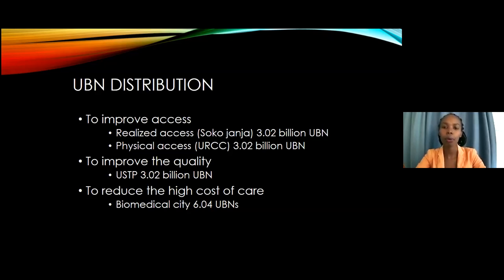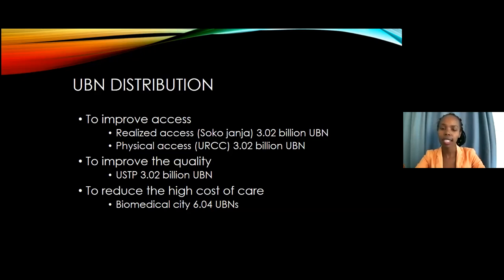And when we promote Soko Janja, it means that people will get money in their pockets and they will be able to go and get healthcare. So we have physical access for healthcare, for which we have set aside 3.02 billion UBNs to go to developing Eureka retail clinical centers. That is for physical access. Then we have to improve the quality of healthcare. We need to transport the knowledge that is in the university to the villages to improve the quality of care and also the quality of products that are in our villages.